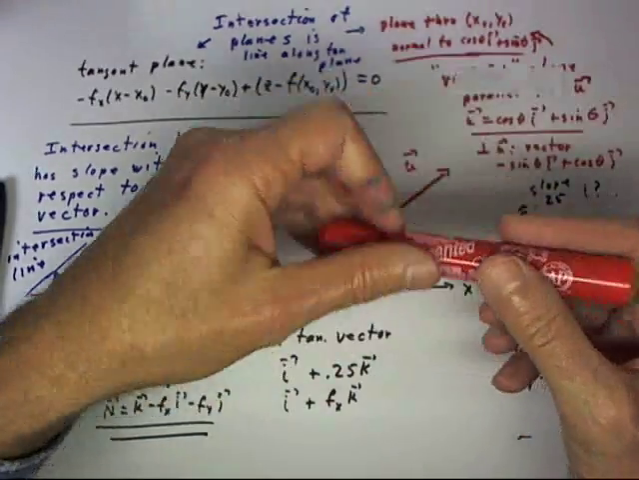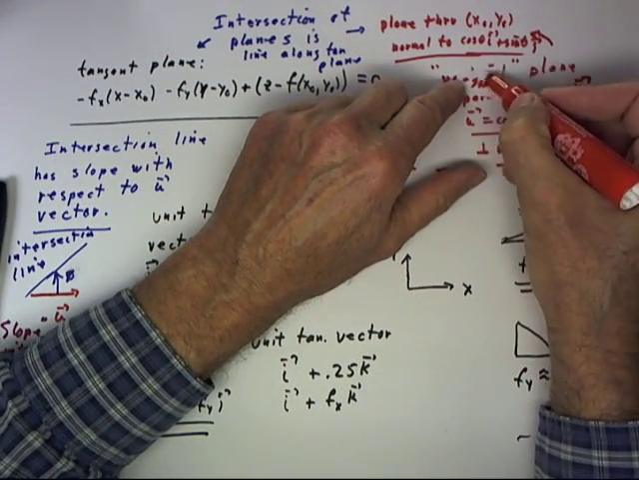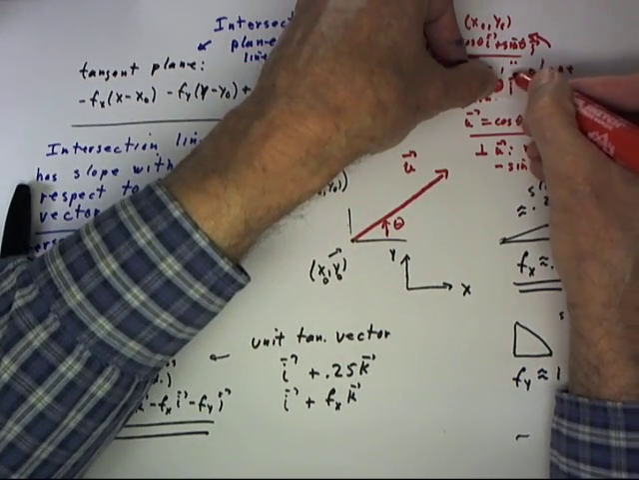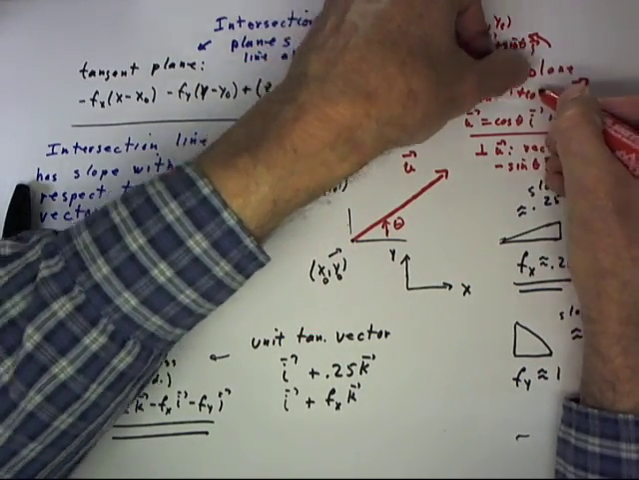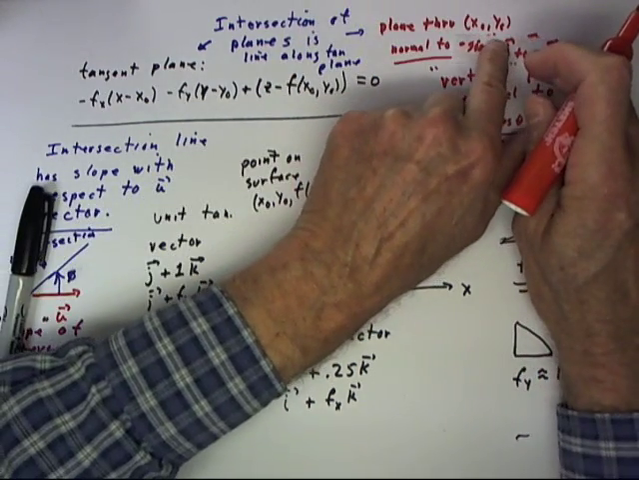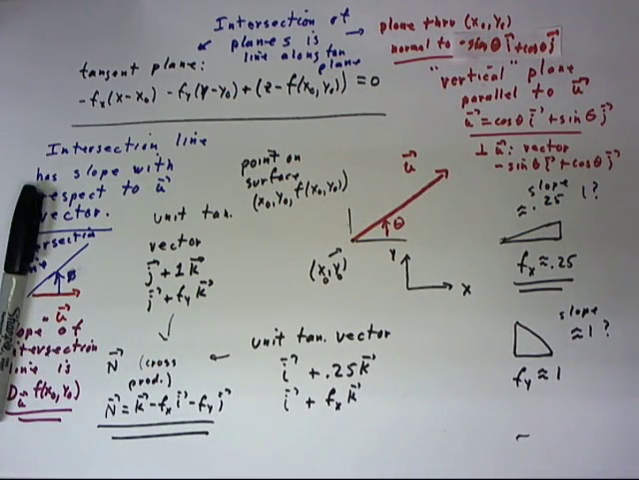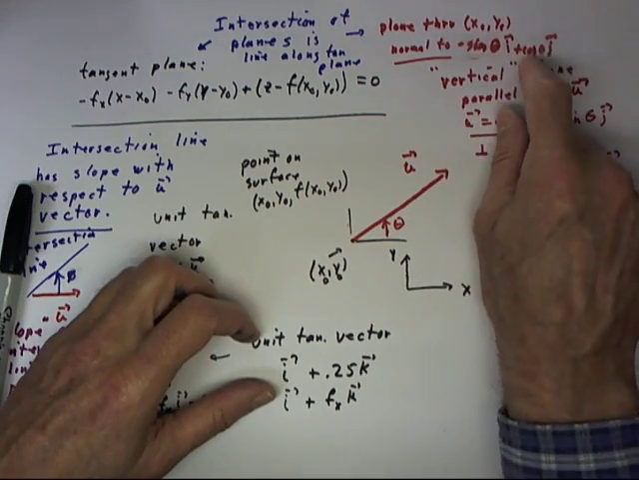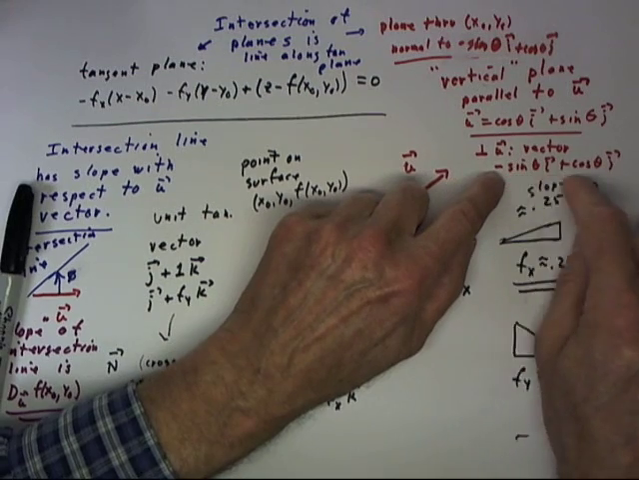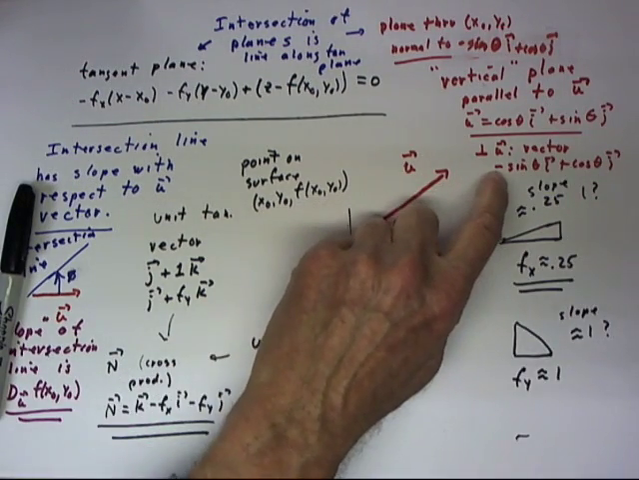I'm going to take a slip of paper here and write this correctly. This is negative sine theta I plus cosine theta j, and that would be the normal vector. Okay, we've taped that down. Probably not all that legible, but the normal vector is going to be negative sine theta I plus cosine theta j.